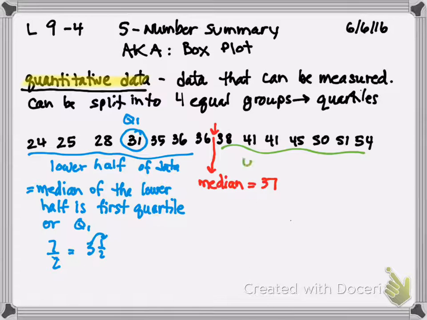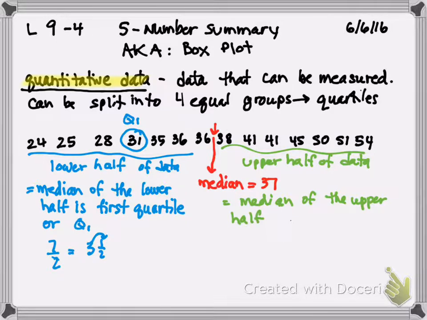The same thing happens on the other side, where we have the upper half of the data, and its median, the median of the upper half, is called the third quartile.